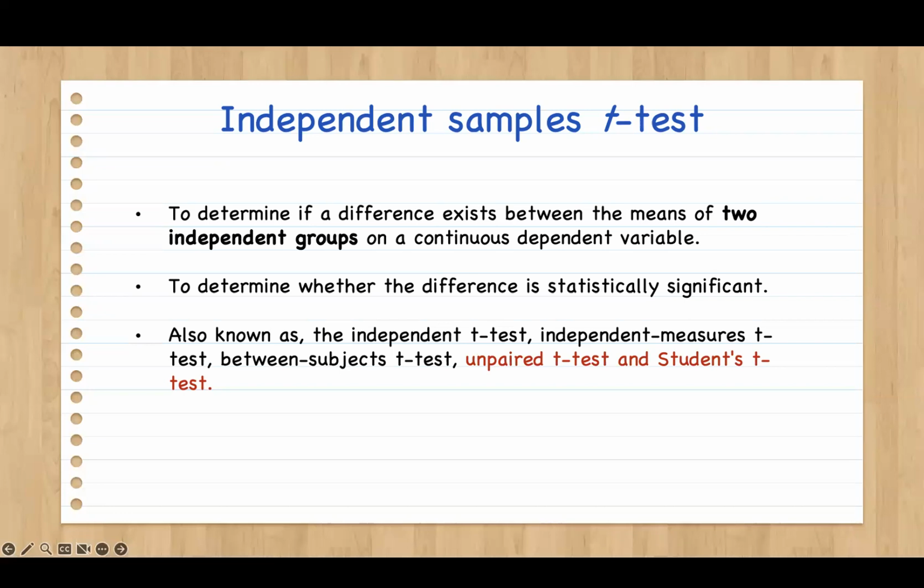The independent sample t-test is used to determine if a difference exists between the means of two independent groups on a continuous dependent variable. More specifically, it will let you determine whether the difference between these two groups is statistically significant. This test is also known by different names, including the dependent t-test, the independent t-test, independent measures t-test, between subjects t-test, unpaired t-test, or student's t-test.